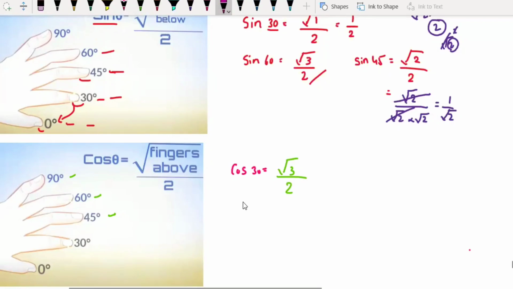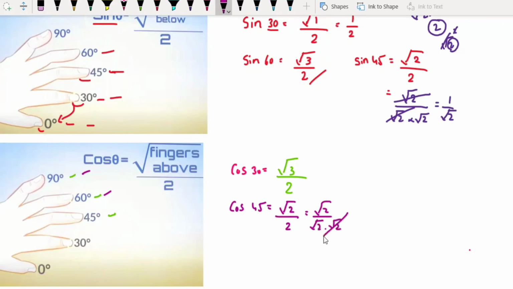In the same way, you can find cos 45. Above 45 there are also 2 fingers, 60 and 90. So we write root 2 divided by 2. The same calculation applies: in place of 2 we write root 2 into root 2, so one root from the denominator and one from the numerator cancel. What remains is 1 by root 2. That is cos 45. Apply the same thing for cos 60 and cos 90.